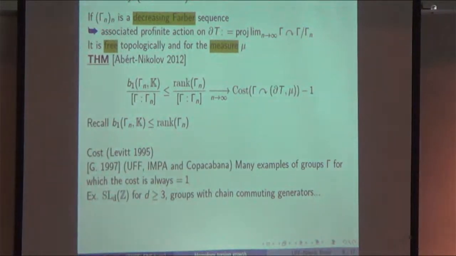in the other place. Okay, so from that, we have many examples of groups for which the cost is always 1. For instance, SL_d(Z) and, well, many groups satisfy this property, which means that here we have 0, and this gives something about the first Betti number and the behavior of the sequences. Okay.